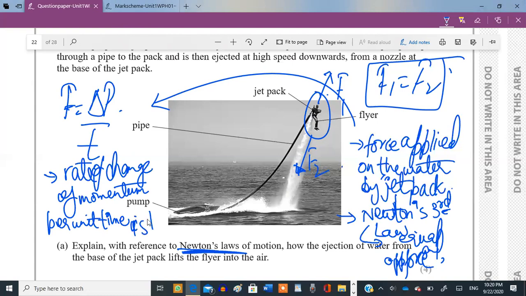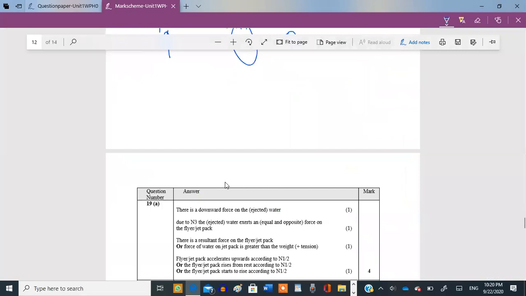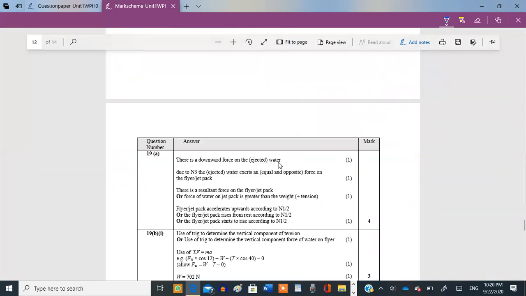Is the force. Rate of change of momentum of the water per unit time. No need to mention this term over here. Rate of change of momentum of the water is the force applied on this person. Okay, because they asked us to give in terms of Newton's laws, not just one law.